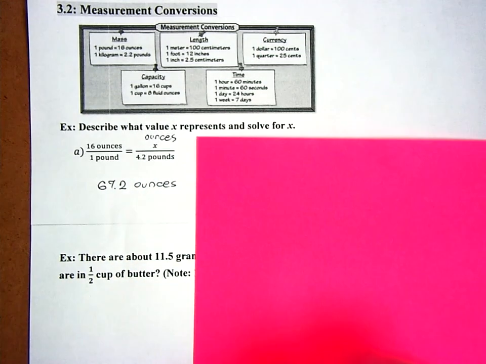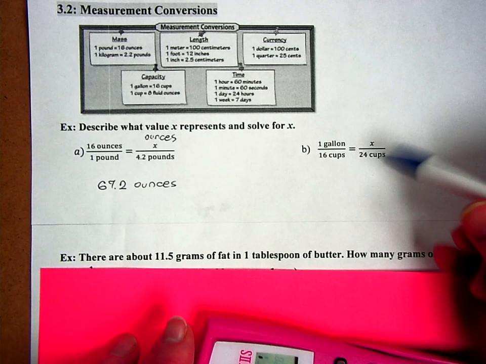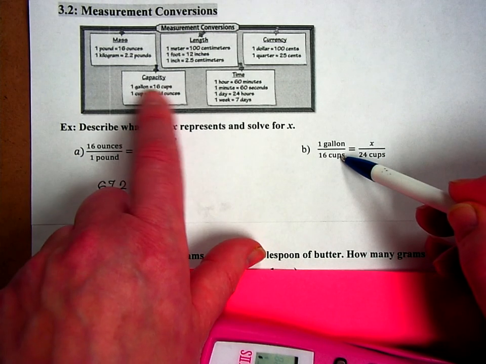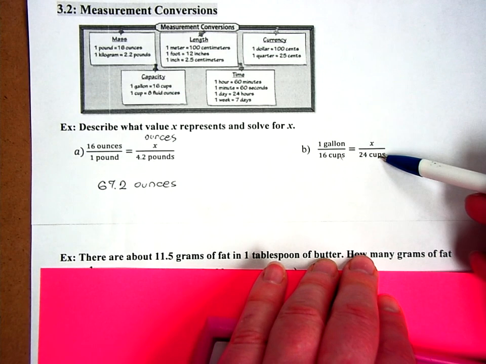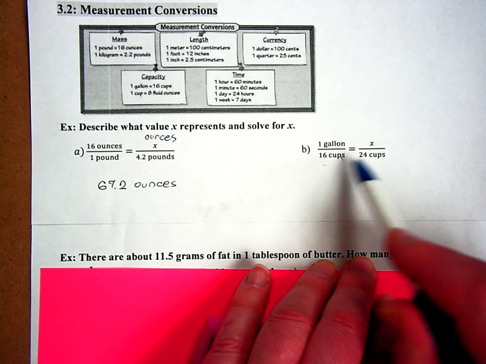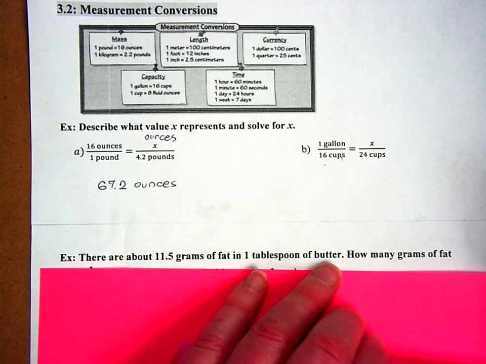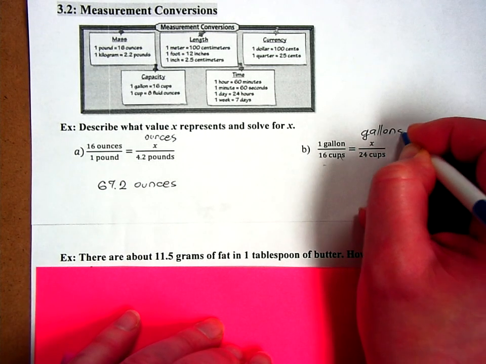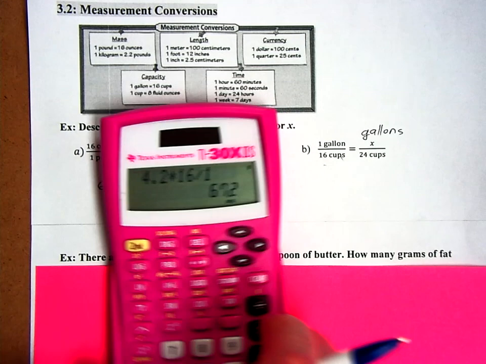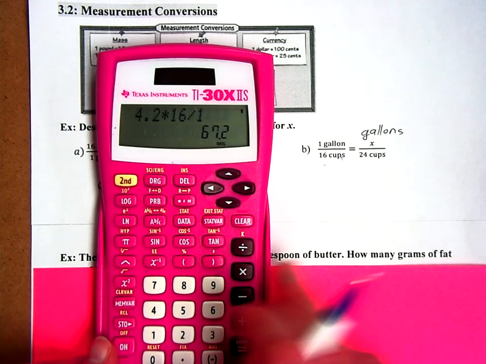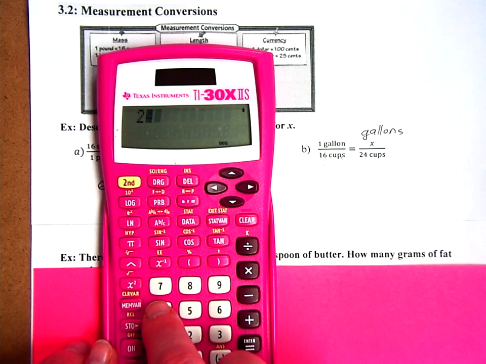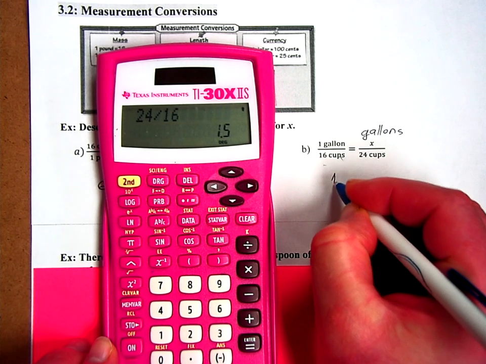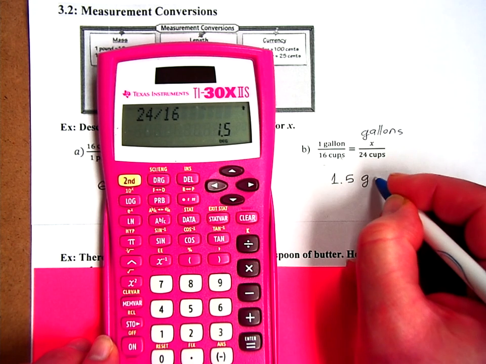Now let's check the other example. I have 1 gallon to 16 cups. So that's one conversion factor. If I have here cups, they are at the same level as these cups there, then gallons have to be at the same level. So this is gallons. And to solve it again, I simply do the cross product, 24 times 1, which will give me 24, and then divide by 16, which will give me 1.5 gallons.